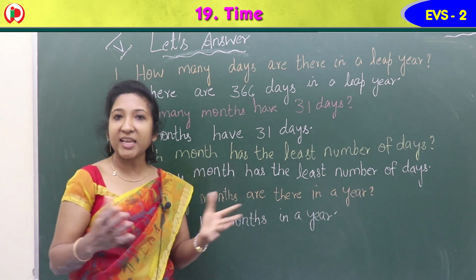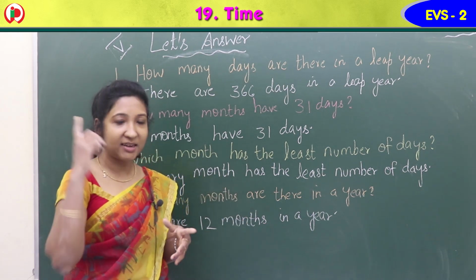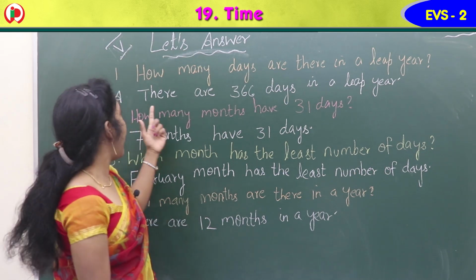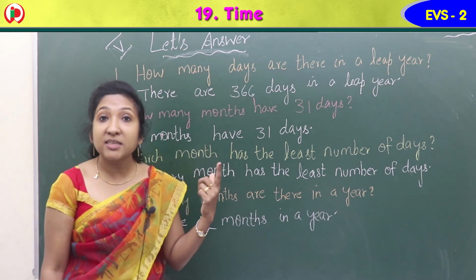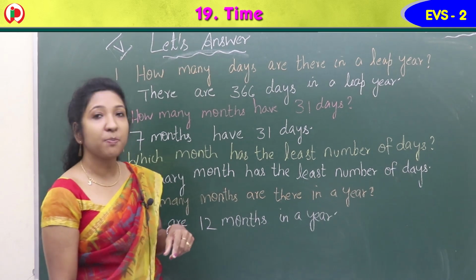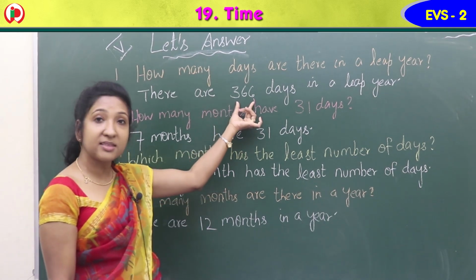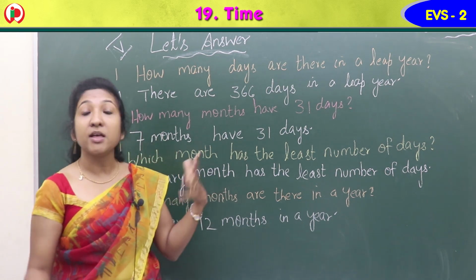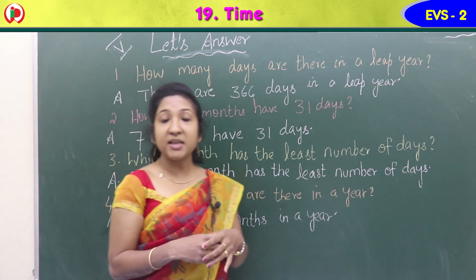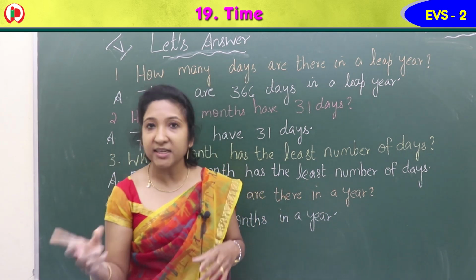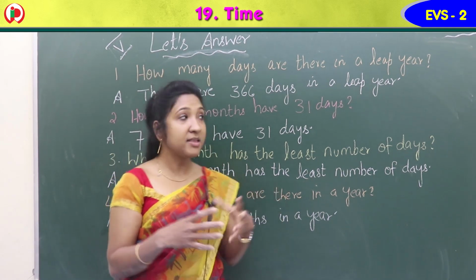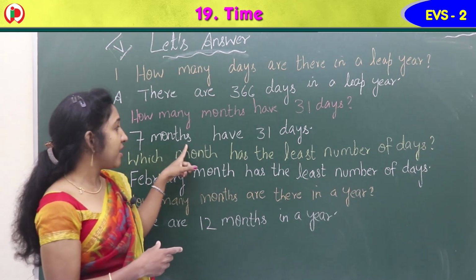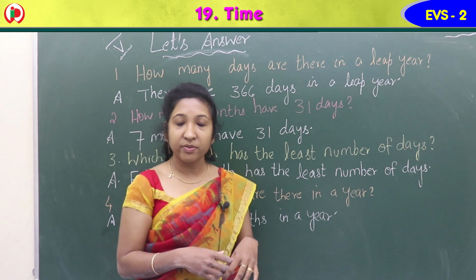So you learned about leap year. In leap year we have one extra day, isn't it? Yes, so how many days are there in a leap year? Answer, there are 366 days in a leap year. We have 366 days in a leap year. Second, how many months have 31 days? Some months have 30 days, some months have 31 days. So how many months have 31 days? Answer, 7 months. 7 months have 31 days.